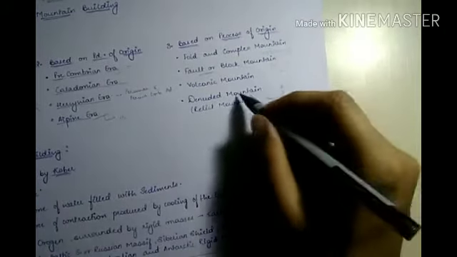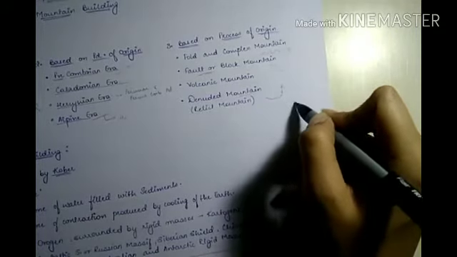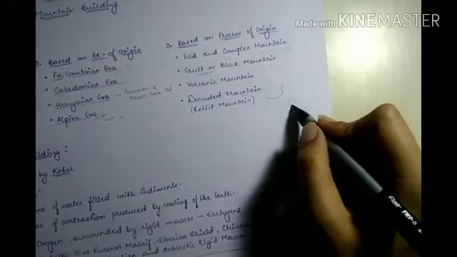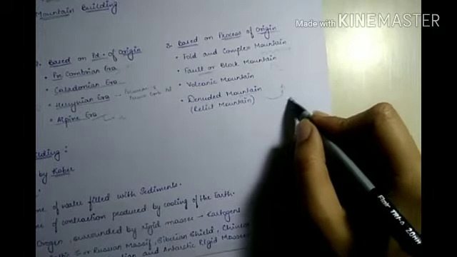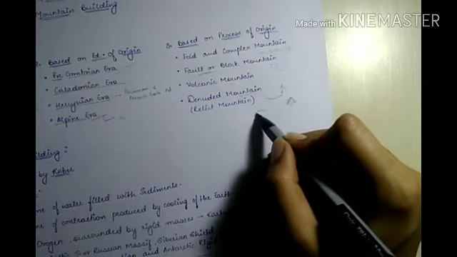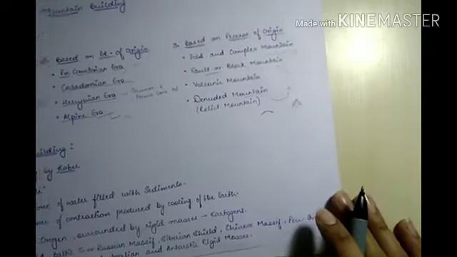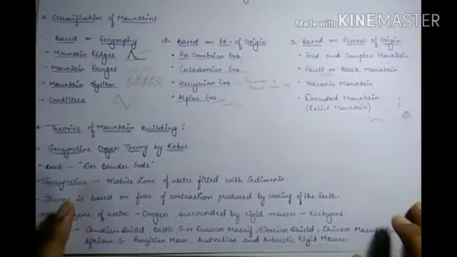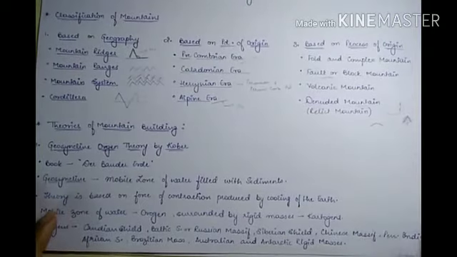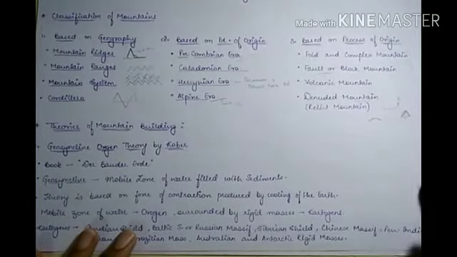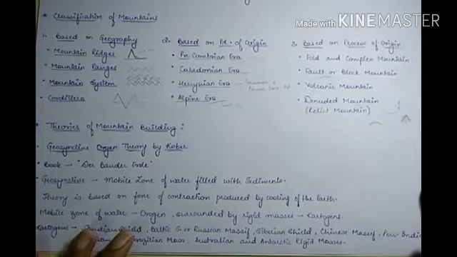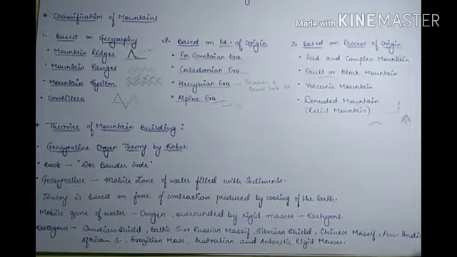What happens in denuded mountains? The best example we can see is the Aravalli ranges. They are relic mountains. They have risen fully, and now they are being eroded. They are almost like very small hills. So these were the classifications of mountains. Now we will study the major theories of mountain building. The major theories of mountain building are two. First is the geosyncline orogen theory by Kober, and the next is the plate tectonics theory, which is the latest one.